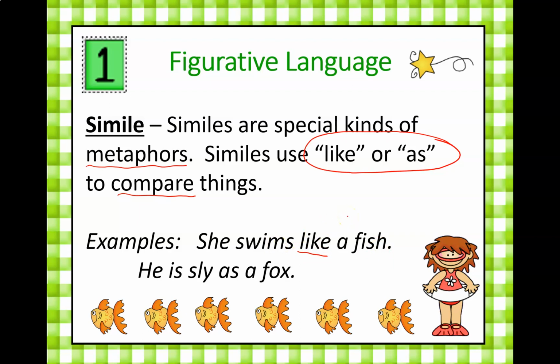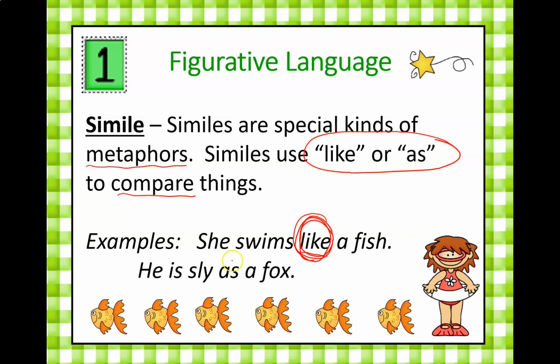So this says she swims like a fish. Well, that makes us think that she's a really, really good swimmer. Something that you could have done if this were a metaphor, you could have simply just said she was a fish. Now that's a little harder because what part of the fish is it that you're comparing? If I specifically wanted to talk about swimming, I would maybe say she swims like a fish. And then he is sly as a fox. So that's meant to be kind of tricky or sneaky, and he's very sly like a fox.